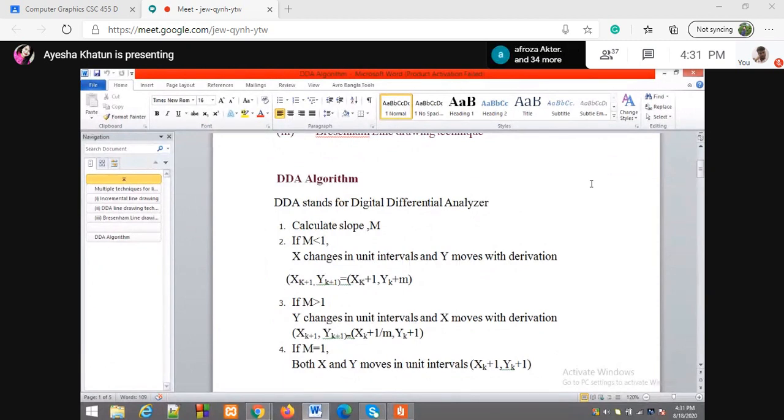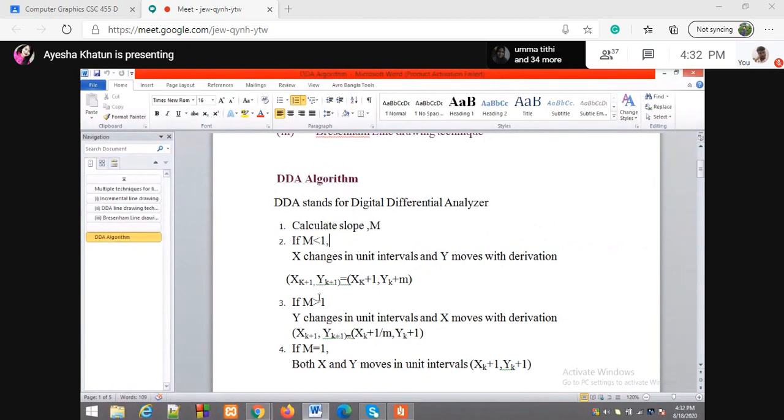So according to the algorithm, we know there will be three cases. Either the slope can be less than 1, greater than 1, or equal to 1. If the slope is less than 1, that means x will be incremented by 1 unit and y will move through the derivation. That is what we will see, how y will be moved. And for the first case, just remember that xk plus 1 is equal to xk plus 1.